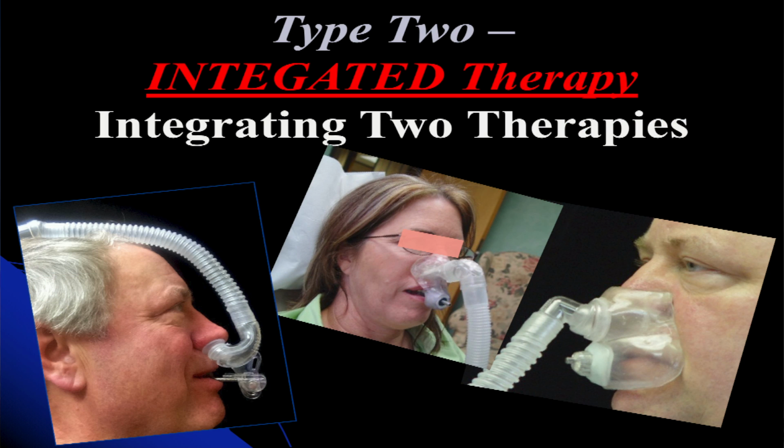The other type of combination therapy, type 2, is integrated therapy. This is where you're integrating the CPAP and the oral appliance therapy. You're attaching the CPAP to the oral device. These are some samples of it here. This is something that has to be learned. You have to go take a course in this and learn how to make these custom masks or how to add on the pillows there.